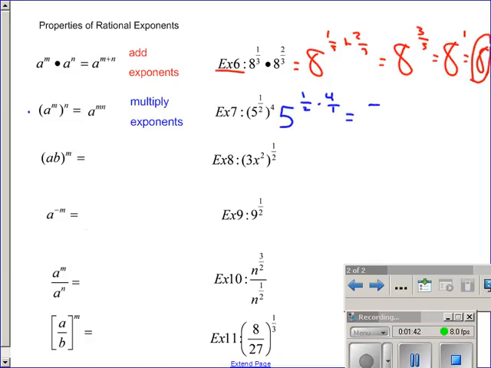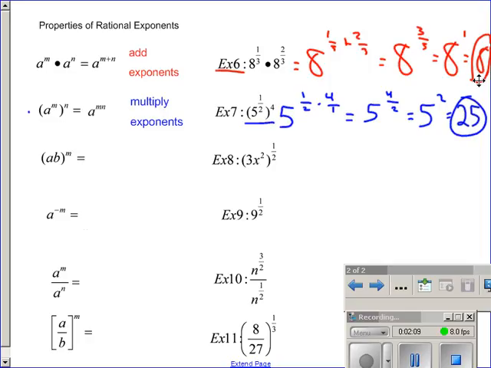And that equals 5 to, well, when we multiply across, 1 times 4 is 4, 2 times 1 is 2. So 5 to the 4/2 power. Remember, we can do 4 divided by 2. That gives me 2, so we know it's 5 squared. And if we really want it simplified, we know 5 squared equals 25. So we got all the way from here to 25 by simplifying, because we multiplied the exponents.